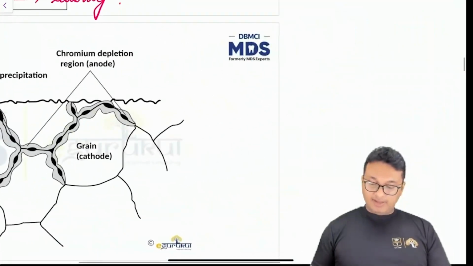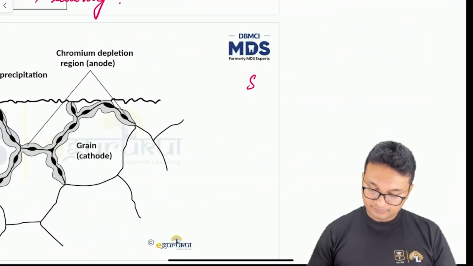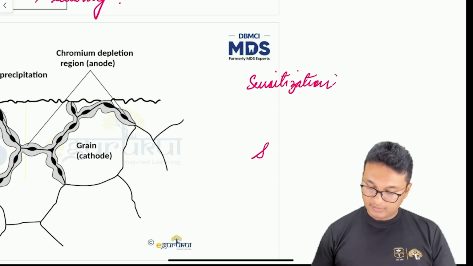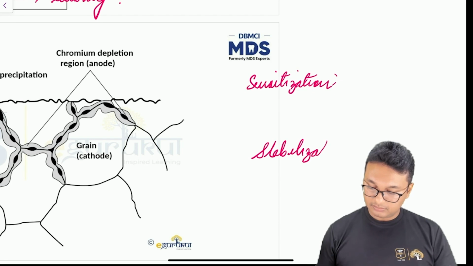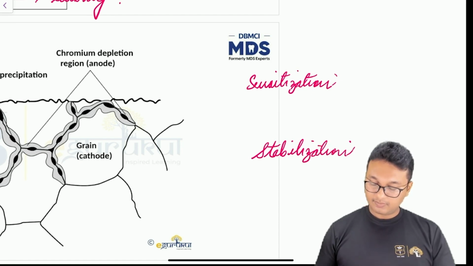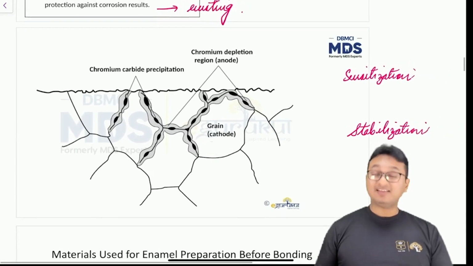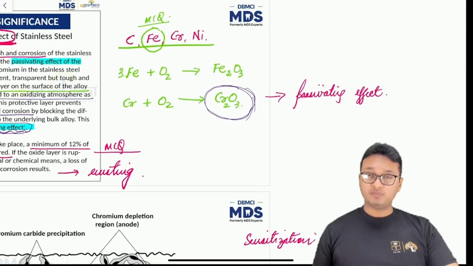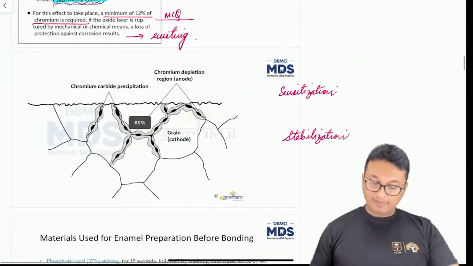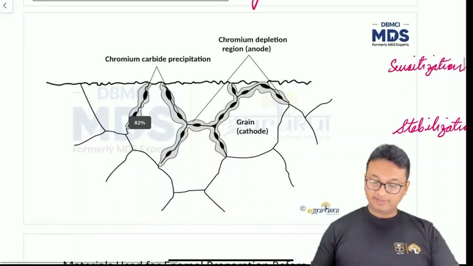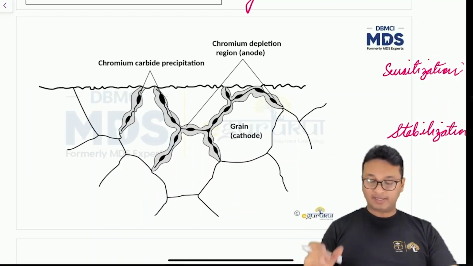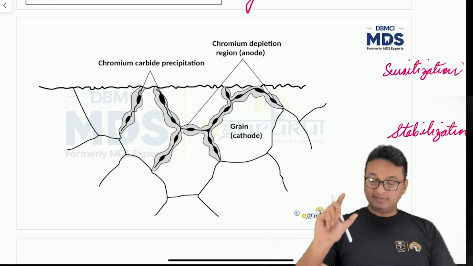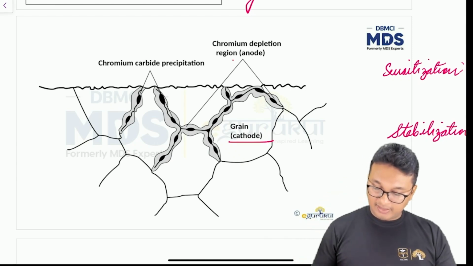Now, there are two processes known as sensitization and stabilization. So till now we were talking about chromium getting in contact with oxygen to form chromium oxide. But what happens at the grain boundaries? This is the internal structure of a bulk metal. So we have got grain boundaries which act as an electrochemical cell having a cathode and an anode.